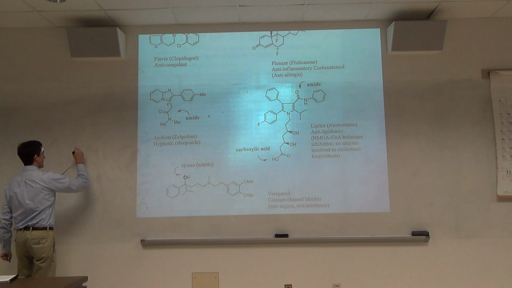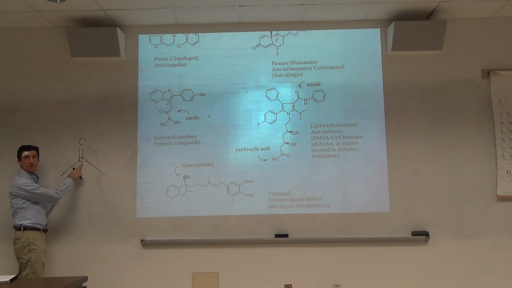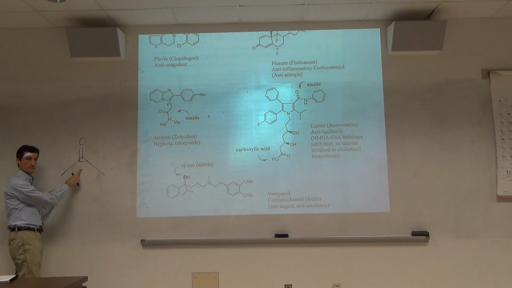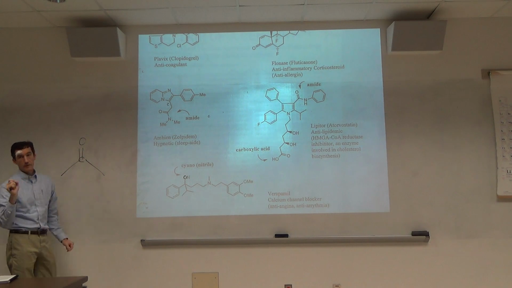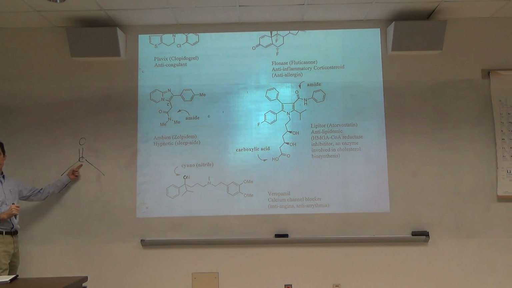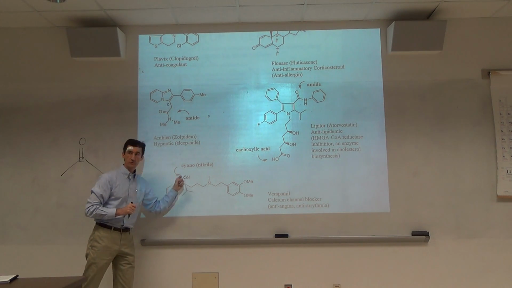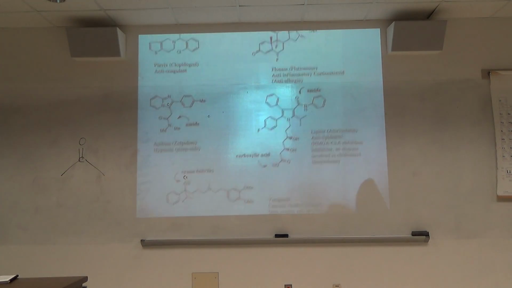For example, acetone. That's a carbonyl. Is that an acid derivative? How many bonds to a more electronegative atom? 2. Only 2. It is not an acid derivative. Number of bonds to a more electronegative atom is actually oxidation state. This is not at the same oxidation state as an acid derivative. It needs to be oxidized to get to an acid derivative. Okay? All your acid derivatives have how many bonds to a more electronegative atom? 3.